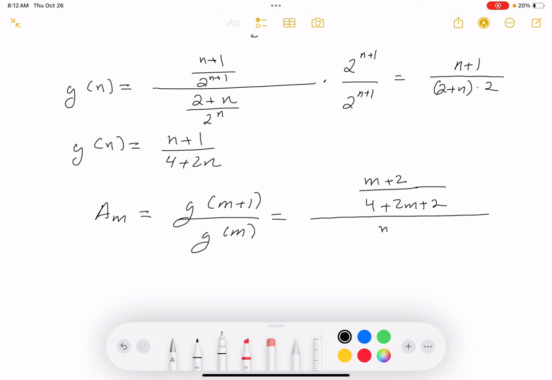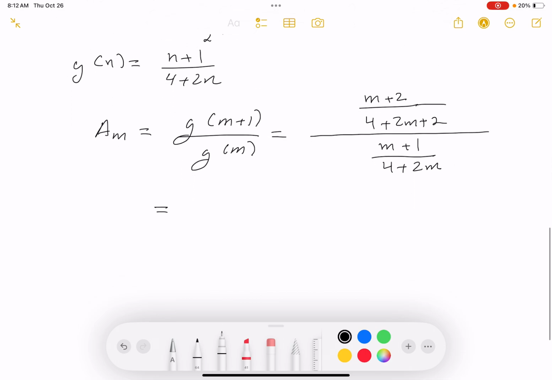Well, let's do the bottom. G of m is m plus 1 over 4 plus 2m. Let's keep moving. M plus 2, and then what do you get there? 4 plus 2m plus 2 is 2m plus 6, times, I'm going to multiply by the reciprocal of the bottom, which is 4 plus 2m over m plus 1. I'm looking for something to do with this to reduce it, and certainly you might say, I don't think I could reduce that. I'm going to give it a try, by the way.